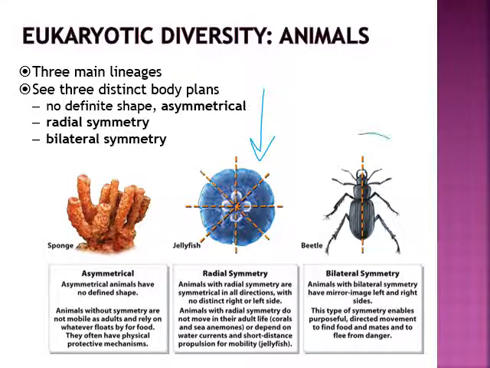And then last to evolve, we have bilateral symmetry. So this is probably most of the animals that you think of. Essentially they have two sides, right? And it's a mirror image, the left and the right side. They might not necessarily be perfectly symmetrical, but they still have this bilateral symmetry. And this enables them to have really purposeful, directed movement to be able to find food and mates, as well as to avoid any type of danger like predation.